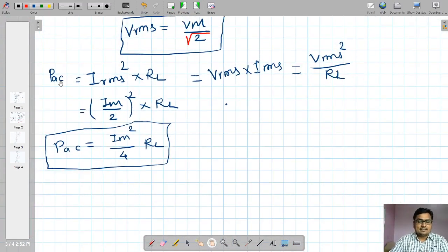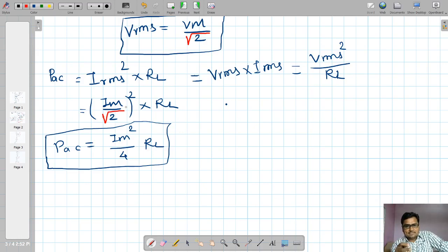Now the third part is AC power. We have derived AC current, we have derived AC voltage. Now calculate AC power. We have 2-3 forms to calculate AC power. P is equal to VI, P is equal to I square R, P is equal to V square divided by R. One of the forms that we have used in case of half wave rectifier is IRMS square multiplied by RL. So what is the value of IRMS? The value of IRMS is Im divided by root 2, bracket square, multiplied by RL.